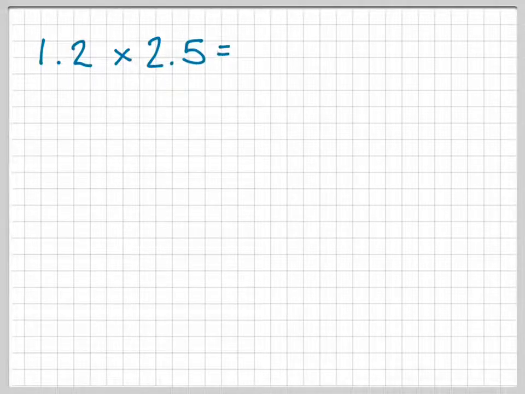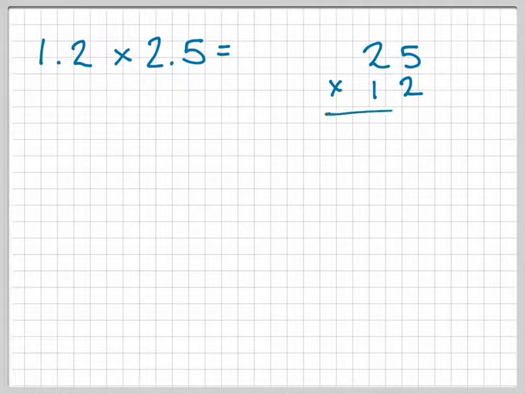Now when we're multiplying a decimal by another decimal, it's exactly the same principle. So we just take the decimal points out and then put them back in at the end. So let's do this again. We've got 1.2 times 2.5. So we're going to do this exactly the same way, take out the decimal points and set it up as a normal multiplication. So we've got 25 times 12 instead of 2.5 and 1.2.